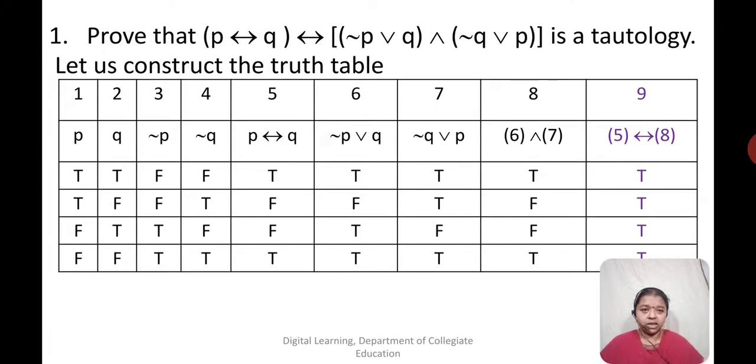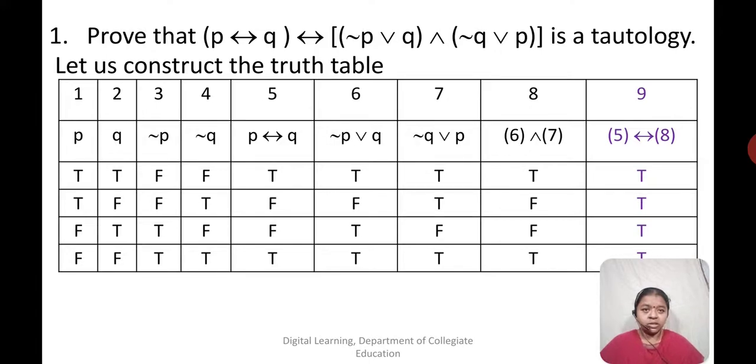Now let's consider an example. The problem says, prove that (P if and only if Q) if and only if (negation P or Q) and (negation Q or P) is a tautology. So we have to construct the table based on the given propositions using the connectives, and finally check in the last column whether all the entries are capital T. First of all, let's see how many letters are given here. Two letters are given, which means two propositions, P and Q.